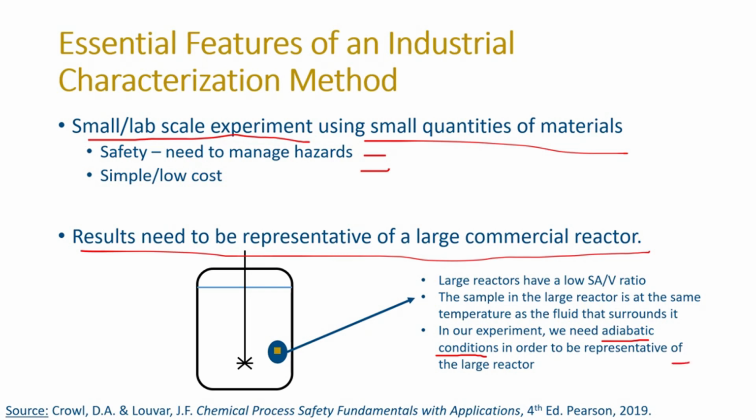And that, again, was because taking a sample out of a large reactor, the sample is at about the same temperature as the fluid that surrounds it, because large reactors have a low surface area to volume ratio. So it's more challenging to remove heat from the large-scale system. So how does an adiabatic calorimeter allow us to meet these essential features of an industrial characterization method?